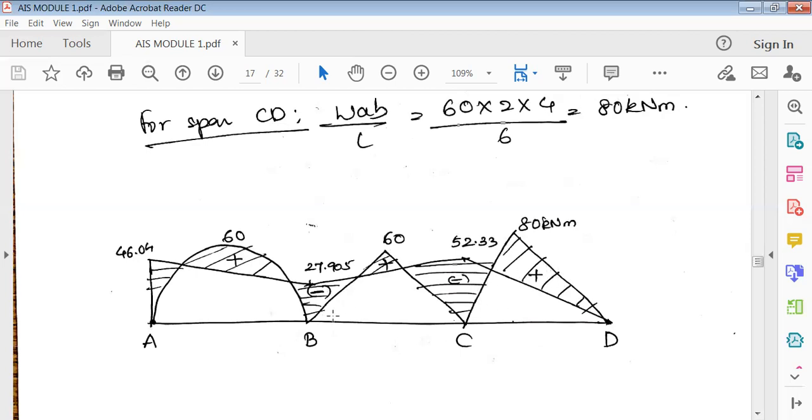So this is how we draw the bending moment diagram for the continuous beam using the slope deflection equation.